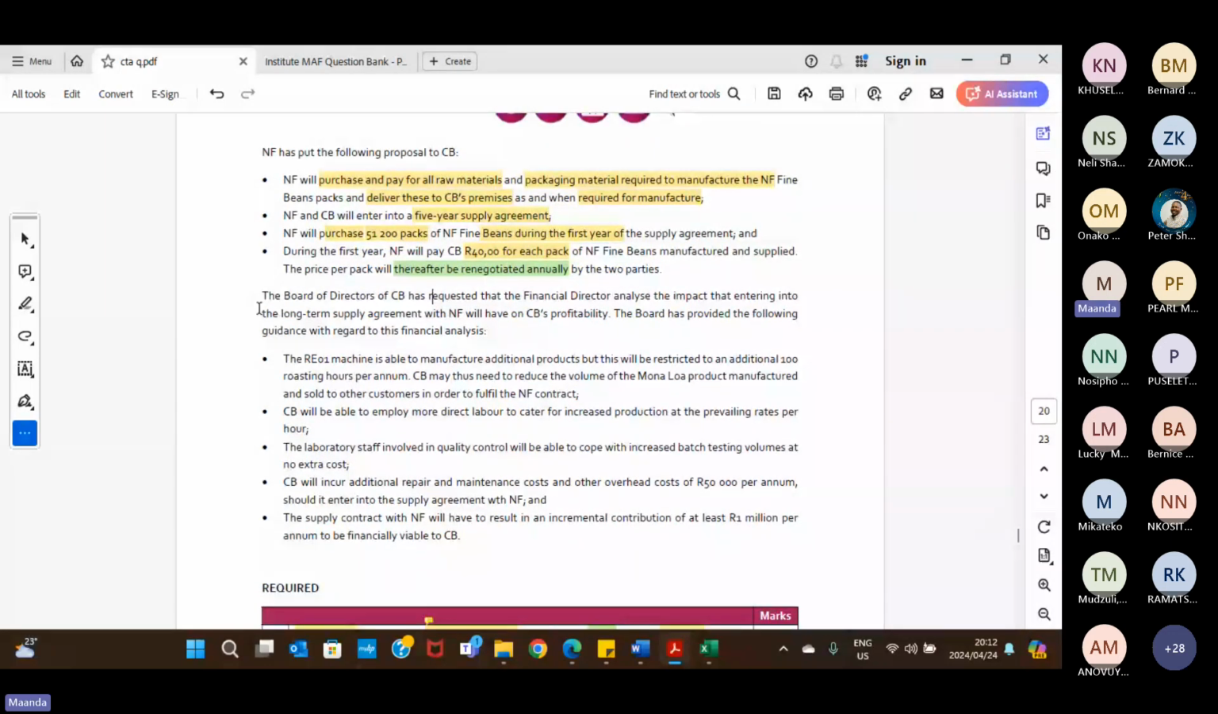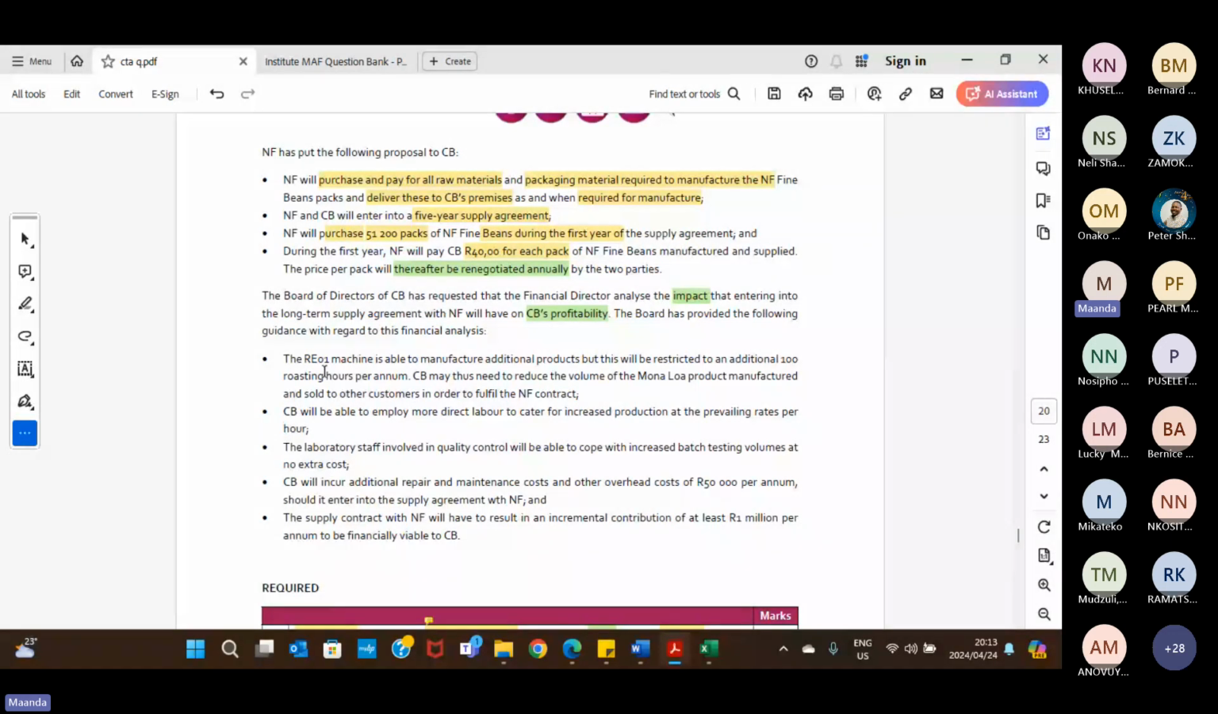All right. So the board of directors of CBS requested the FD to analyze the impact of entering into the long-term strategy on the profitability. And we say impact is what we are bringing in that is now going to affect profitability, or if there's going to be something that we're going to be taking out that we will no longer need, it will then affect our profitability.